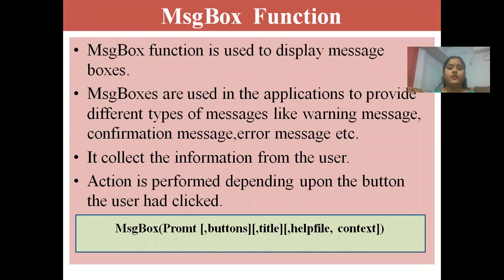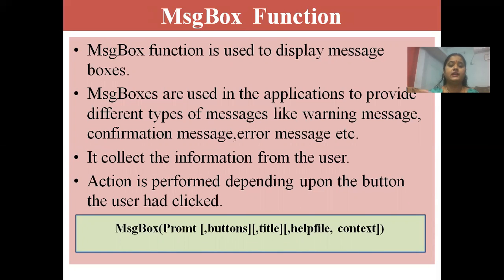The second type of user interaction function is the message box function. The message box function is used to display message boxes. Through the message boxes you can give different messages like warning messages, confirmation messages, error messages, etc. It also collects information from the users. That's why the message box function is also called a user interaction function. The action is performed depending upon the button the user has clicked.